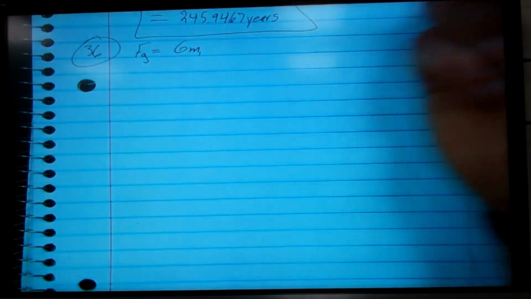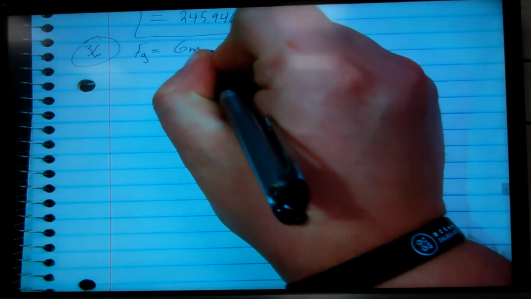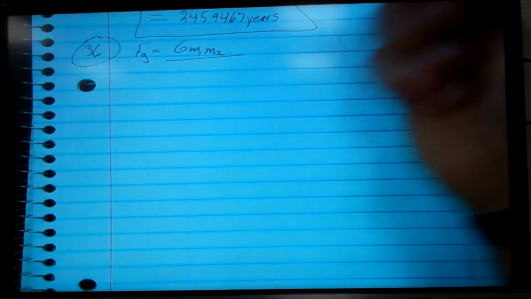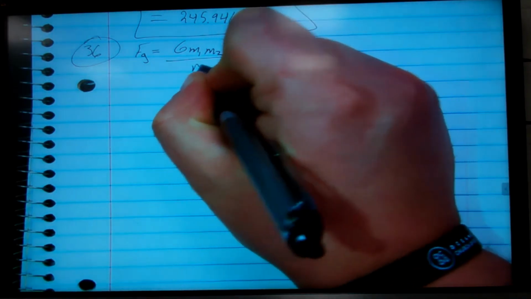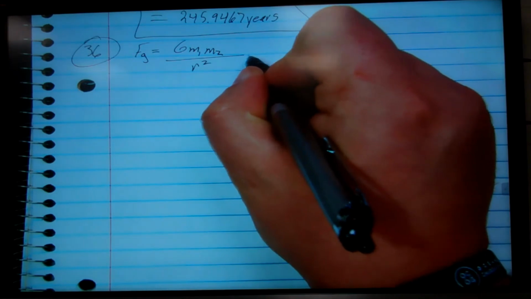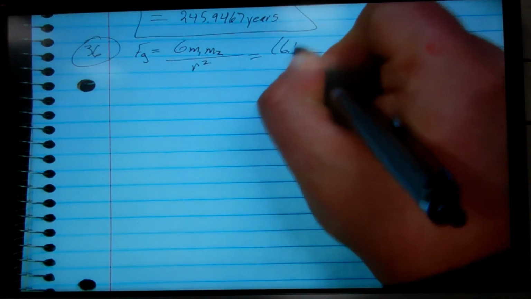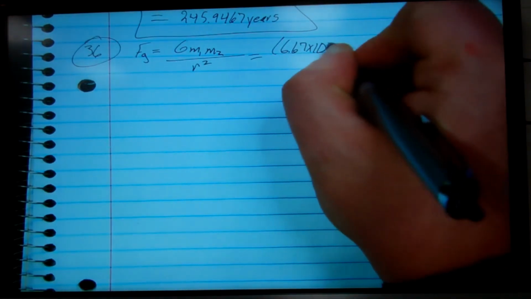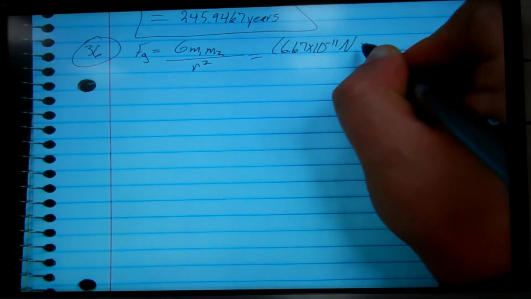Gravitational constant times mass 1 times mass 2 all over the radius between the two. So in this case, we're going to be looking at the gravitational constant, which is 6.67 times 10 to the negative 11. Write that down, write that down.